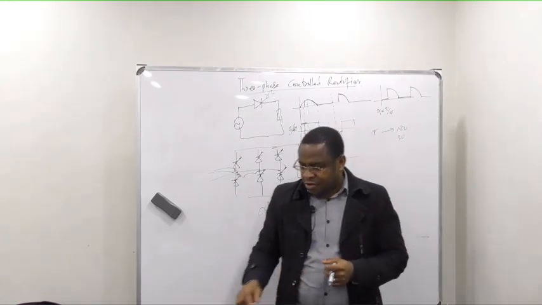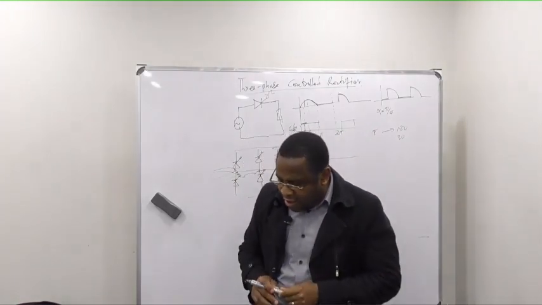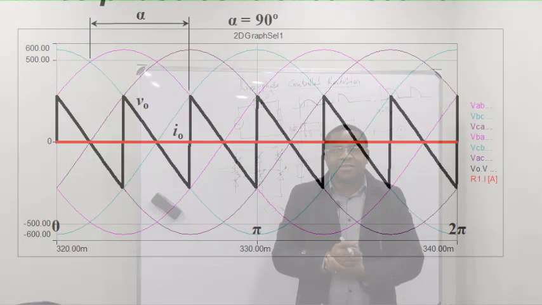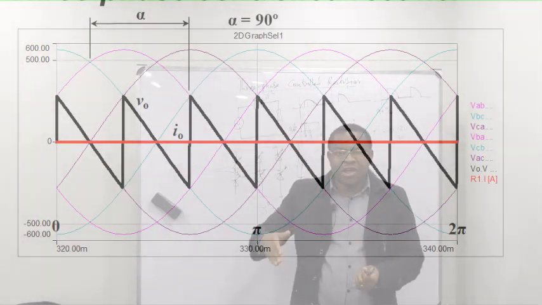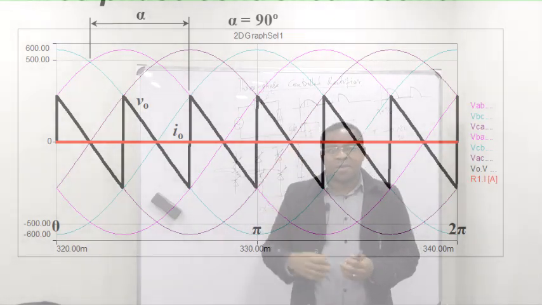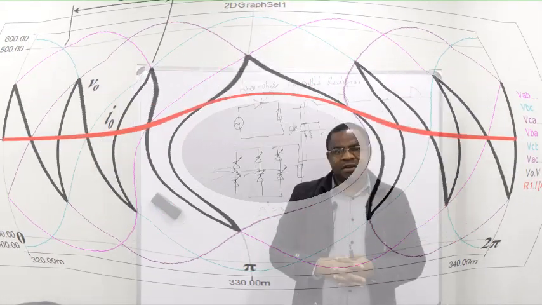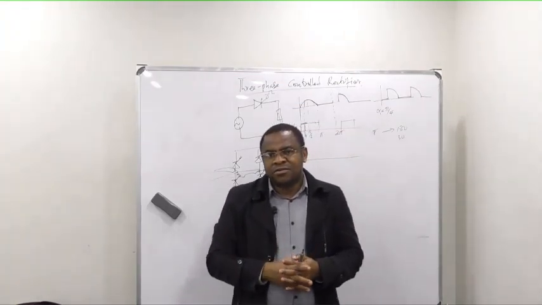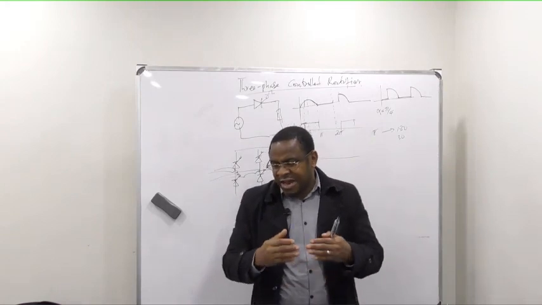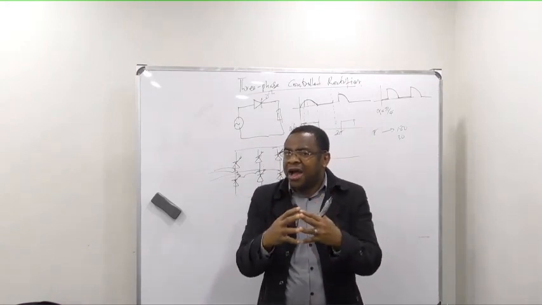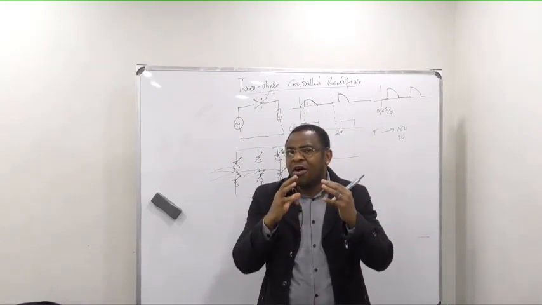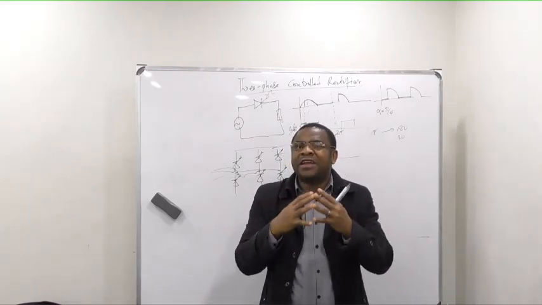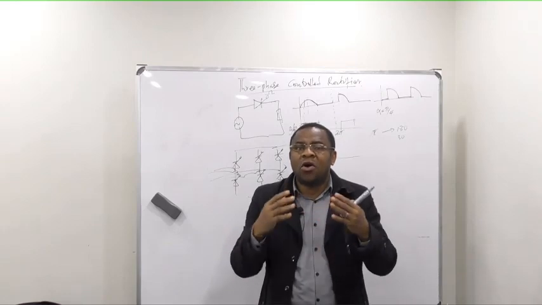Now, if the firing angle is 90 degrees, you see how the voltage will be shut off. Do you see that? That's a serious thing. So the firing angle will determine the nature of the output voltage, and the average value of the DC component will also depend on the firing angle.